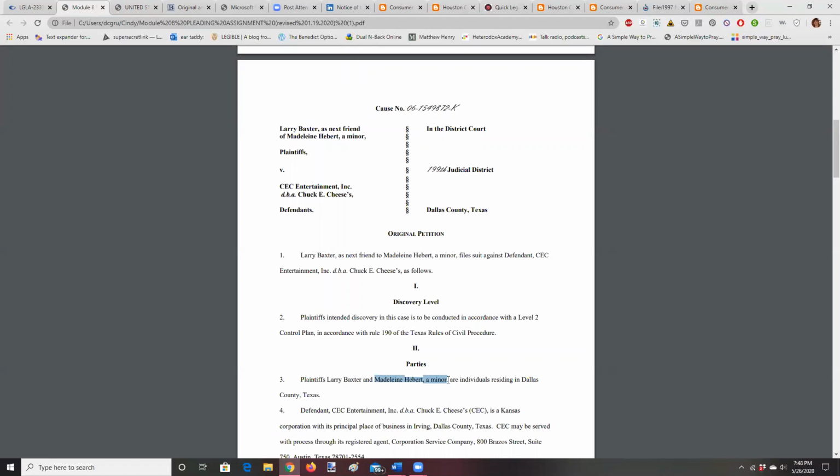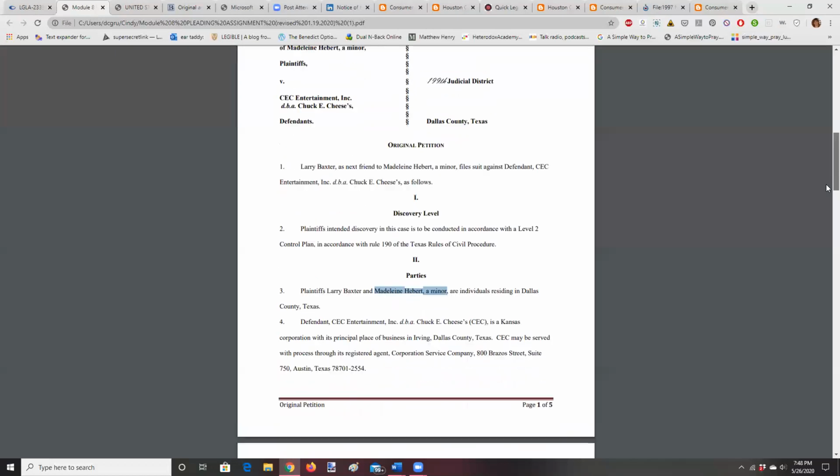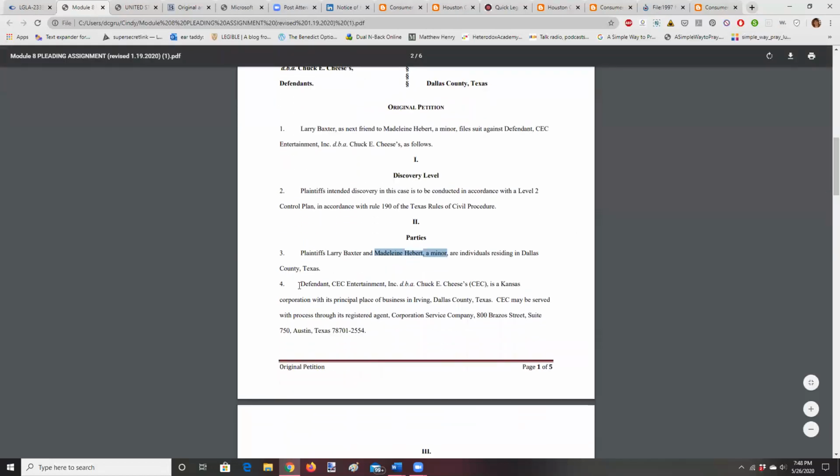And they are individuals residing in Dallas County. You may or may not know whether they reside in Dallas County or not, but you can see how, if you have that information, you would need to admit it. I mean, it doesn't really matter in terms of the underlying allegations, but it is probably a fact that you need to admit or to deny. Let's look at this paragraph.